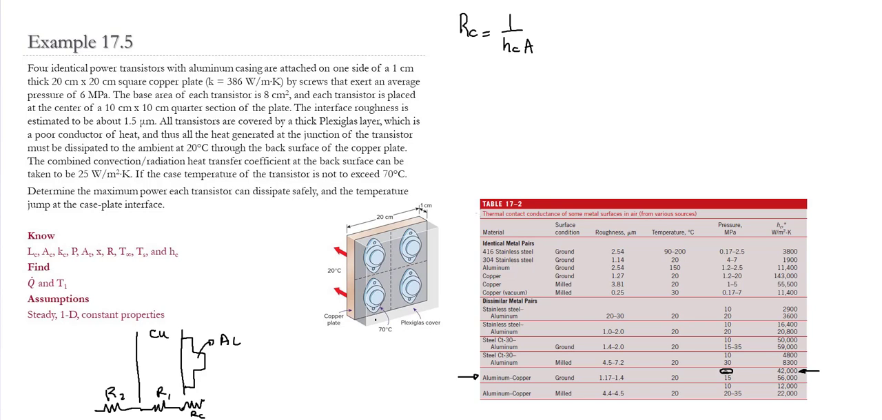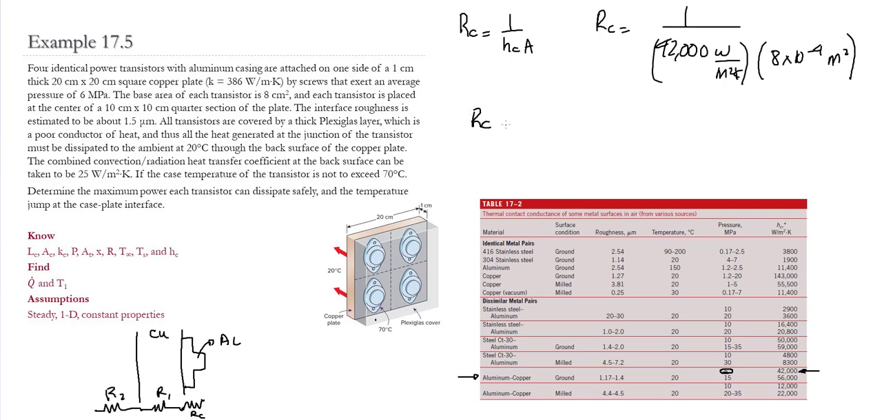The area that we're going to use is the area of the actual transistors, which is equal to 8 centimeters square. So we're going to find the contact resistance between the transistors and the copper plate. So it's 1 over 42,000 watts per meter square Kelvin, and the area in meters is 8 times 10 to the negative 4 meters square. That gives you a contact resistance of 0.03 Celsius per watt.